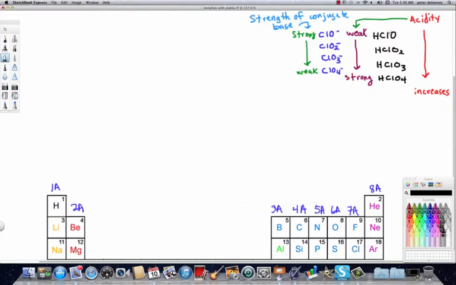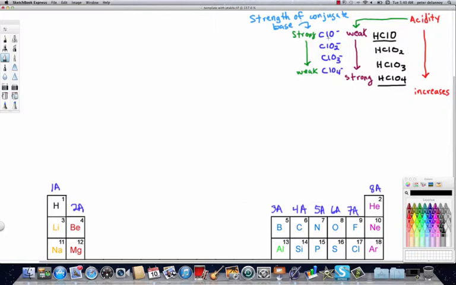In other words, hypochlorous acid is what we consider a weak acid, and perchloric acid is considered a strong acid. And as we go from hypochlorous to perchloric, the strength of the acid is increasing.